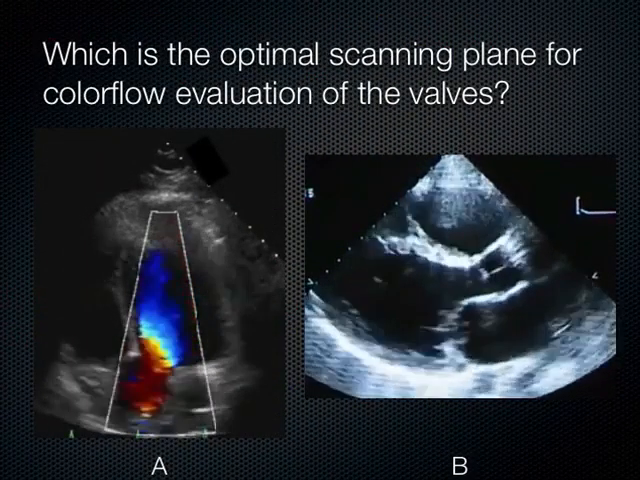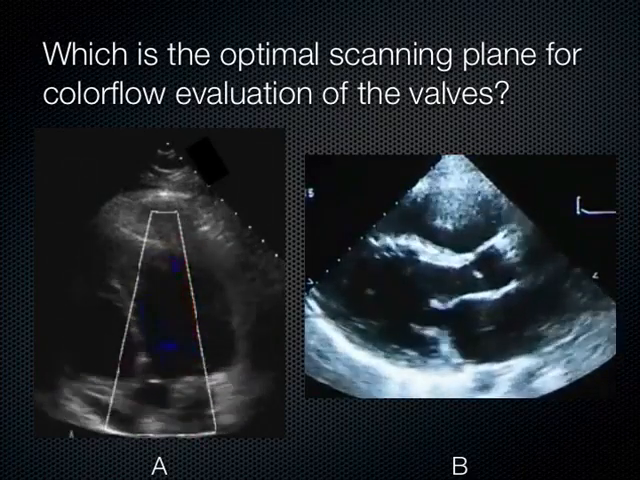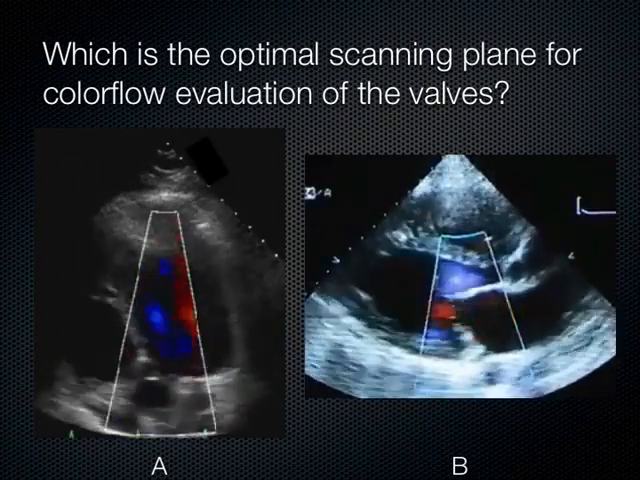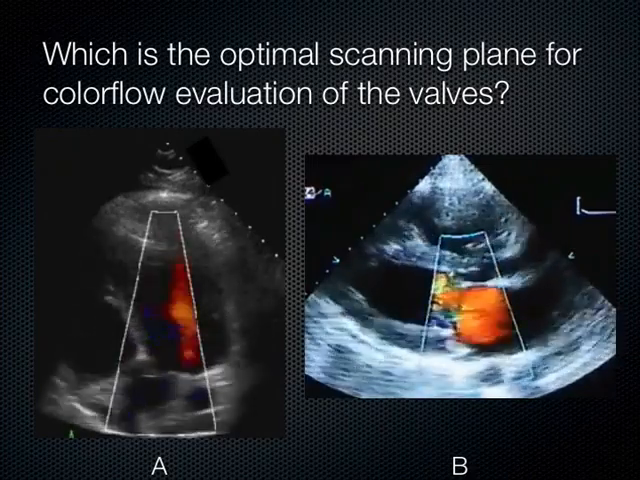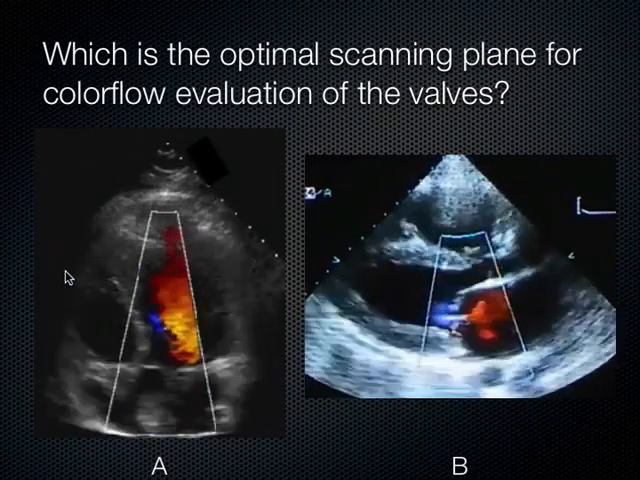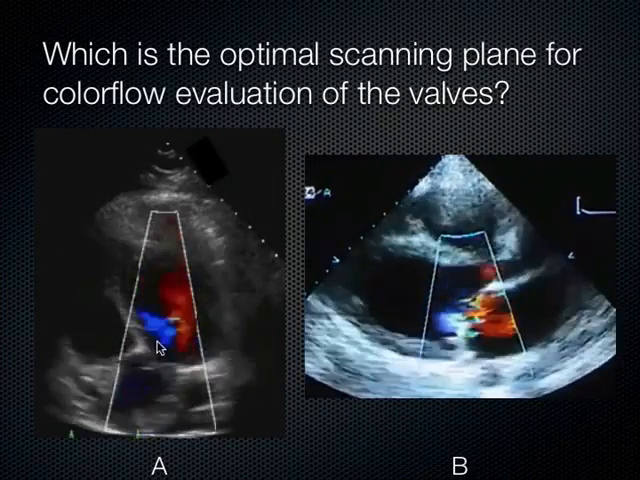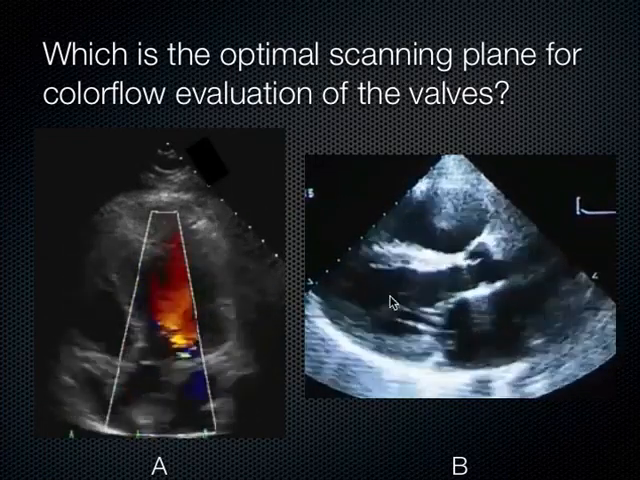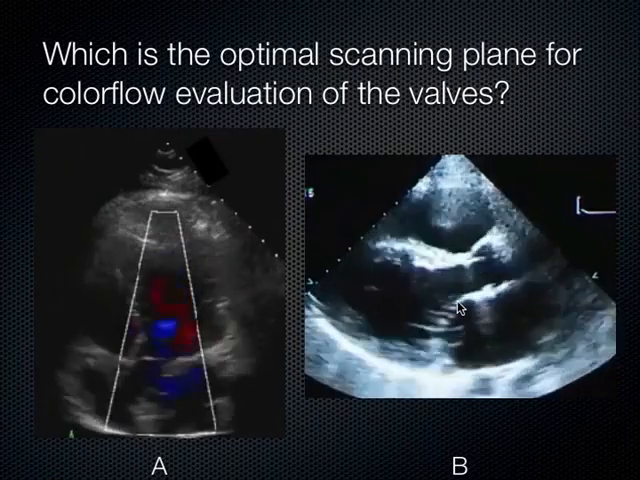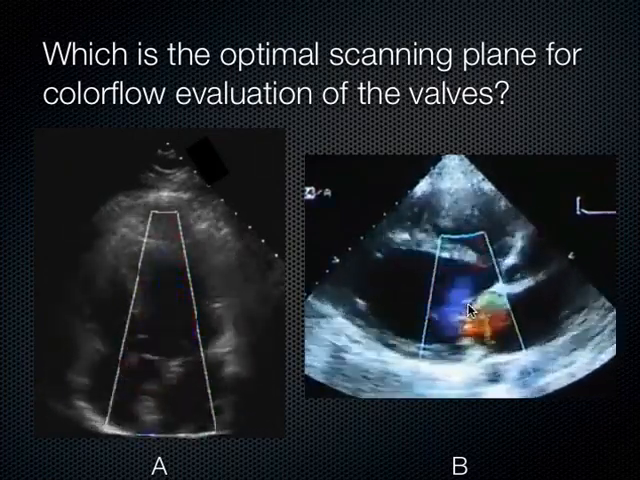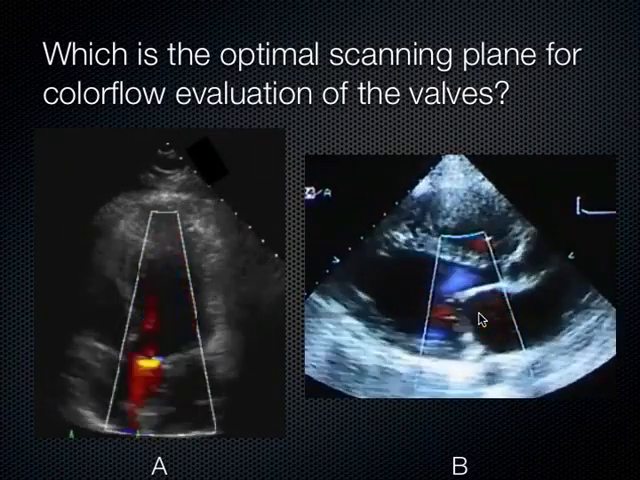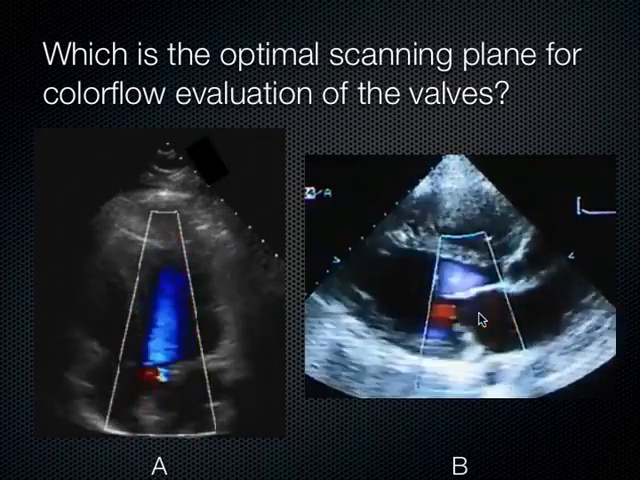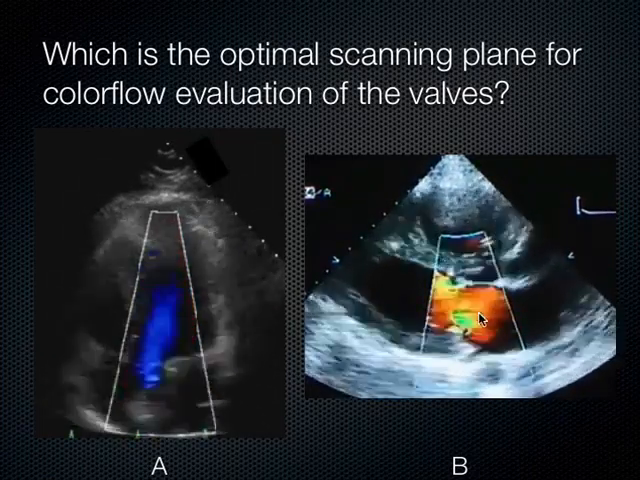Just one more thing I want to mention here is which is the optimal plane to use color flow for the evaluation of the valves. I told you that you want the probe to be more parallel to the flow of the blood, as it is in the apical 4-chambered view. Here in the parasternal long view, it's more perpendicular to the flow of blood. And you don't want to be perpendicular because cosine of theta is in the Doppler equation, and cosine of 90 is 0, and you don't want to have a 0 in any equation.